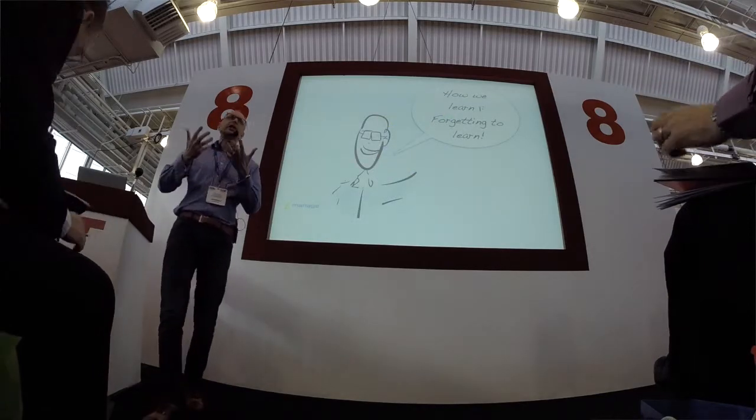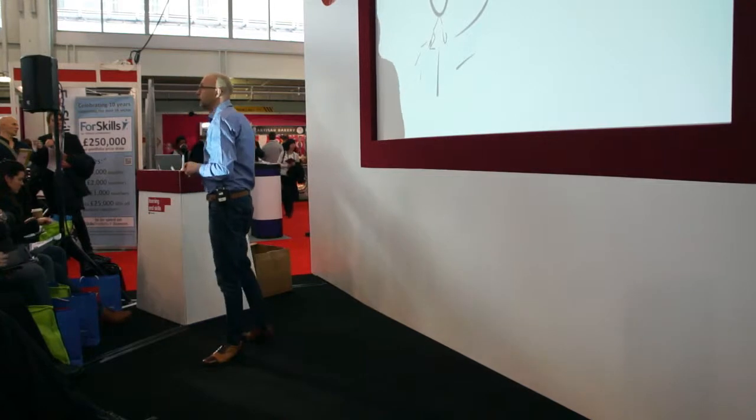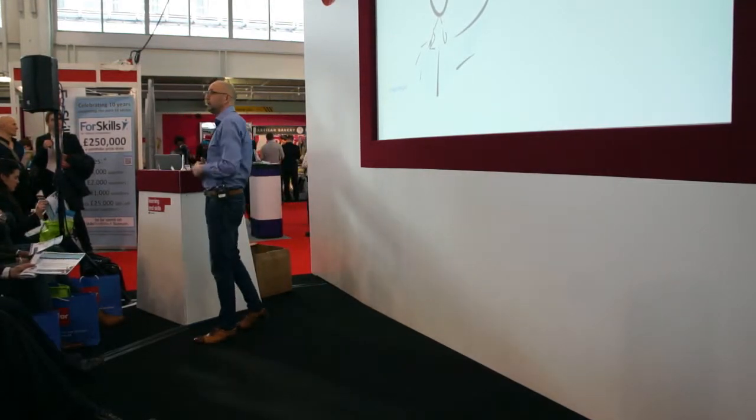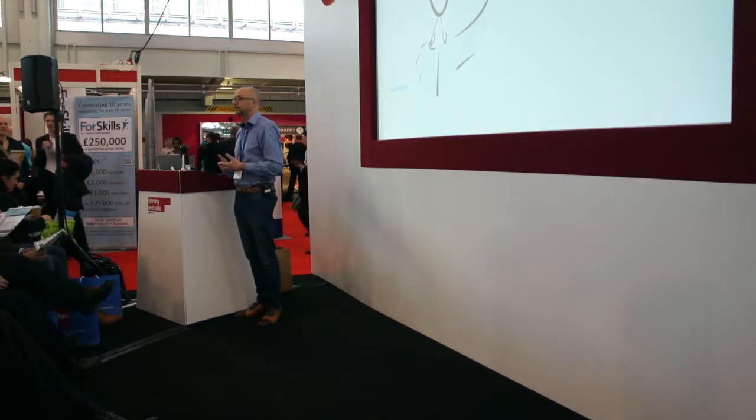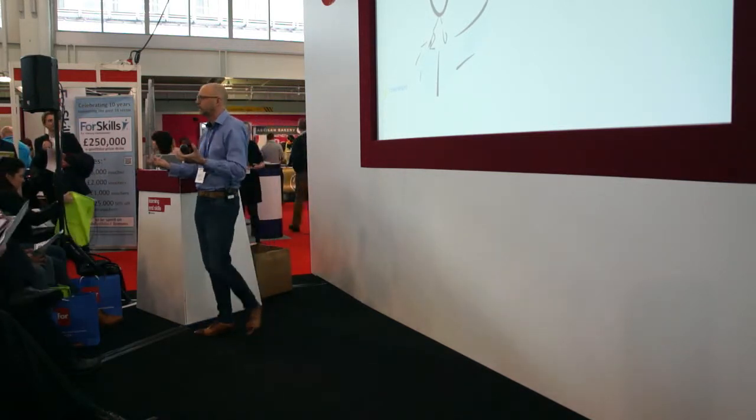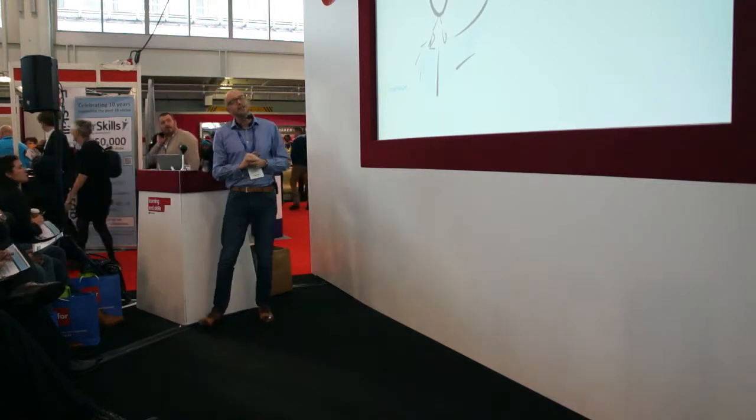So what we're going to do is look at three ideas that come from the arena of learning science, and we're going to think about how we apply those in design of a learning solution, whether that's blended or face-to-face or just e-learning or whatever it might be. And the first thing we're going to think about is the idea of forgetting to learn.